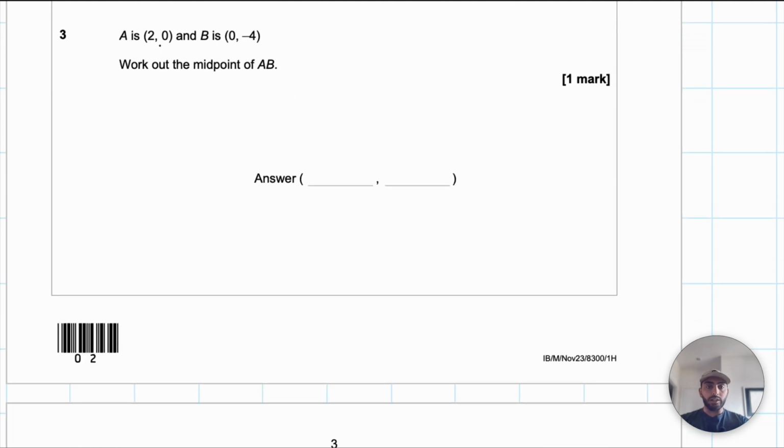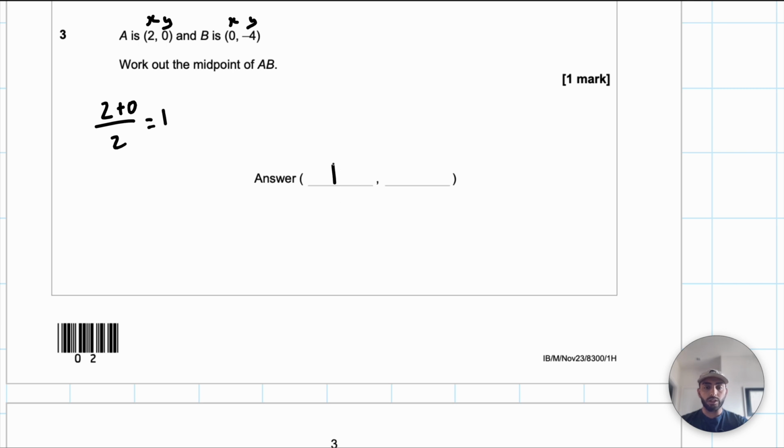Question 3. A is (2, 0), and B is (0, -4). Work out the midpoint of AB. We're going to find the mean of both of our x coordinates, and we're going to find the mean of the y coordinates. So 2 add 0 divided by 2. 2 add 0 is 2. 2 divided by 2 is 1.